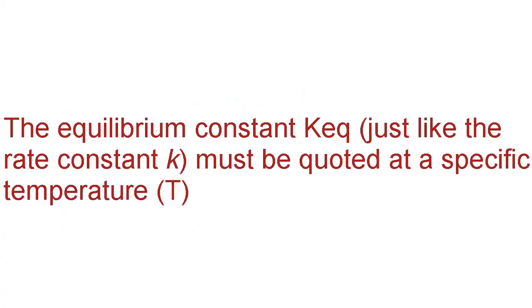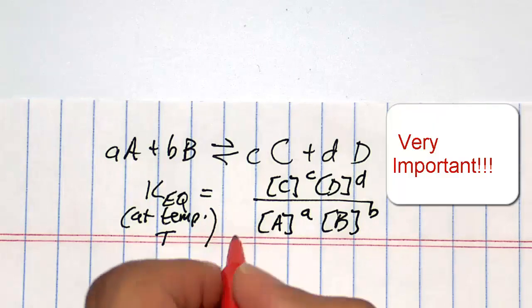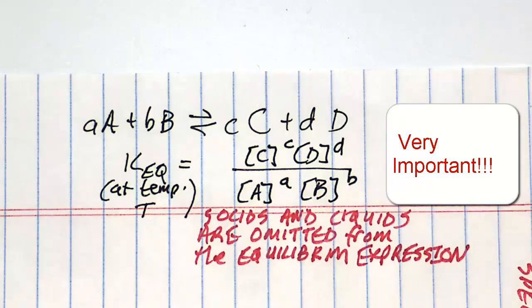So the equilibrium constant, just like the rate constant and vapor pressure, has to be quoted at a specific temperature. So this equilibrium constant is quoted at either a temperature of 25 degrees or 50 degrees or whatever the temperature this equilibrium reaction is going to be held. Final and most critical point about this equilibrium constant quoted at a specific temperature is that solids and liquids are omitted from the equilibrium expression. So if the state in either the products or the reactants is a solid, it does not get put in. And if the state in the products or the reactants is a liquid, it does not get put in.